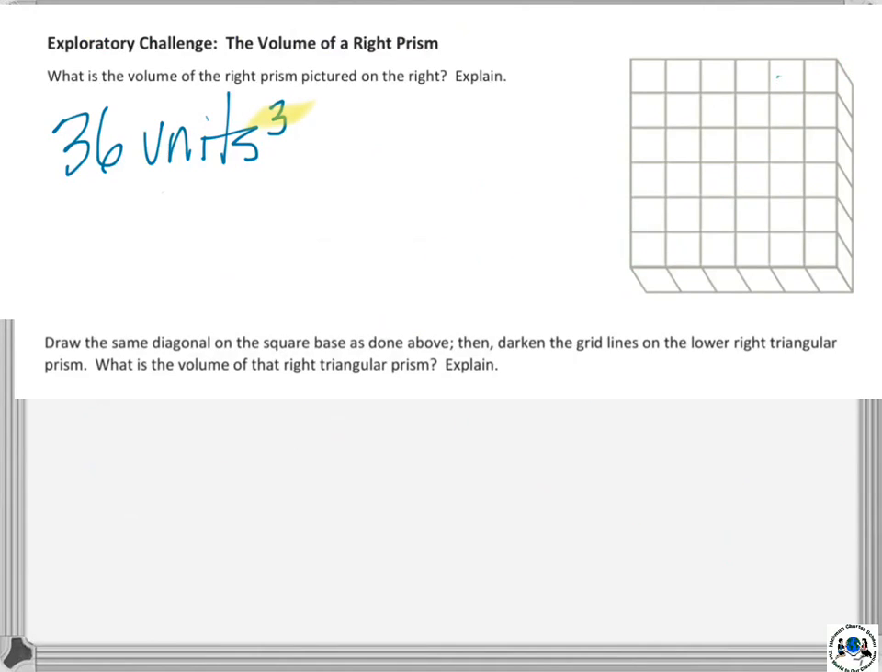Okay. So what is the volume of the right prism pictured on the right? I'm telling you already, it's 36 cubic units, or units cubed. All right, how do we get that? I should have asked you to do it yourself first, but that's okay. You'll have lots of time to practice this on your own. This is a teaching video. So here we go. Let's take a look at it a little more closely. How do we get that?